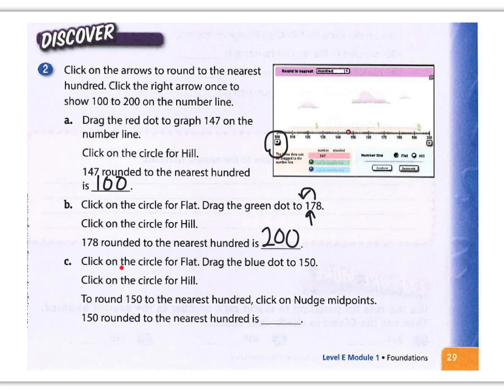Then click on the circle for flat again. Do the same thing for 150. You're going to click on the circle for hill. You round 150 to the nearest 100, and then you click the nudge midpoints. 150 is right in the middle, so it's going to nudge it to 200. I want you to practice that on your Gizmos.